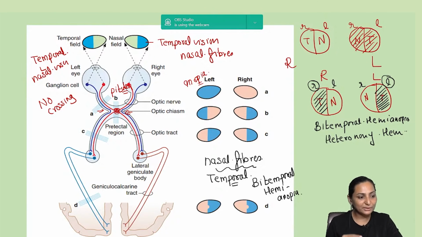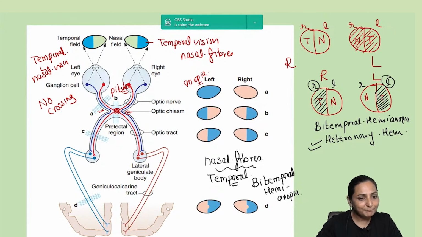So what I tried to make you understand is that the defects in the field of vision are the same. That means on either side there is temporal field of vision that is lost. But the sides of the eyes involved are different. On the right side, the right side of the eye is involved; on the left side, the left. So because the sides involved are different, though the field of vision that is lost is common, that is bitemporal, it is called heteronymous hemianopia.